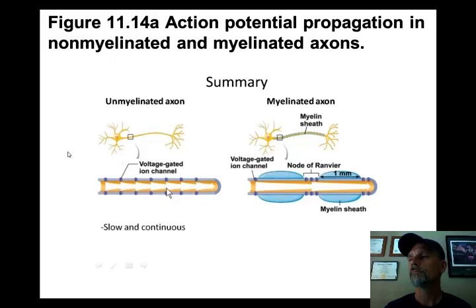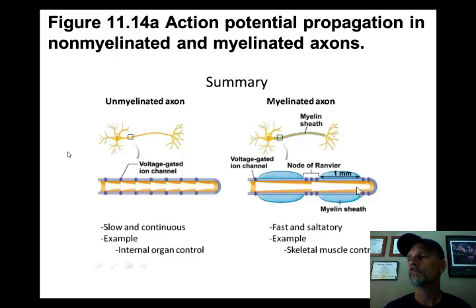In unmyelinated axons, this is a relatively slow and continuous process and is typically found in neurons serving internal organs where slower responses are not a handicap. In myelinated axons, this is a fast and saltatory process where action potential regeneration occurs only at the nodes between sections of myelin and is found in neural pathways that require more speed, like in nerves that control skeletal muscles.